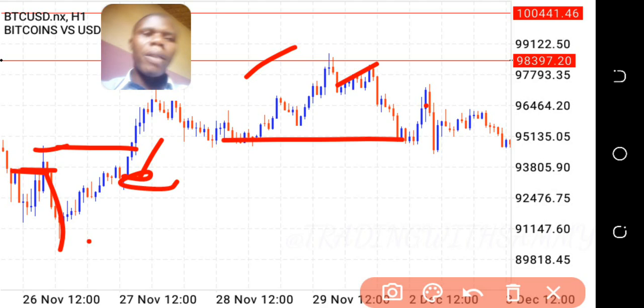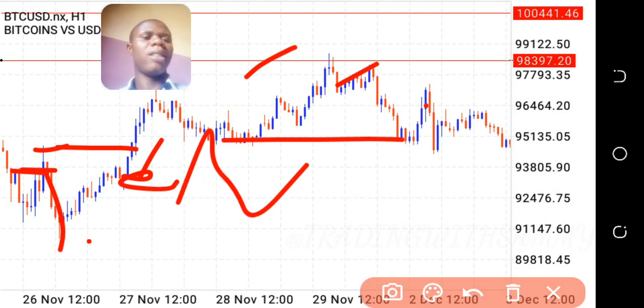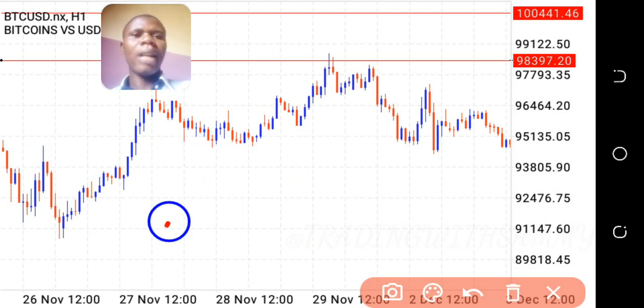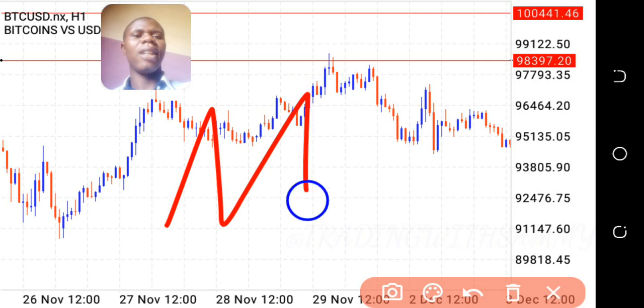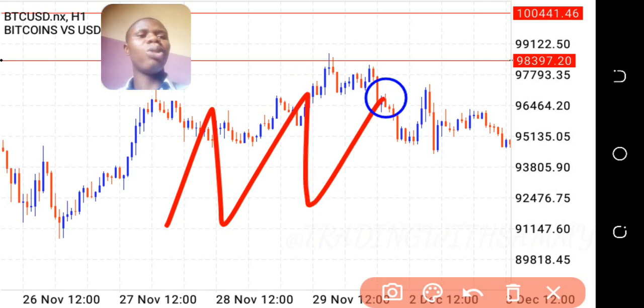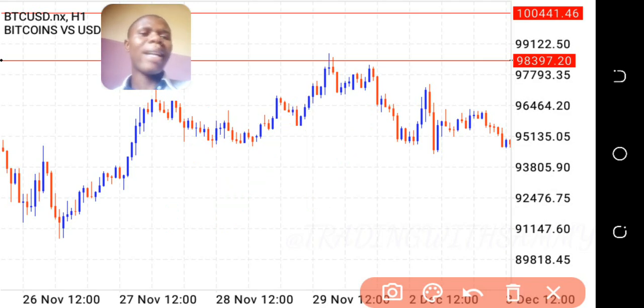Now, one of the things about me as a trader is I don't like trading stuff like this. Let me clear this just so that you get it clear. I don't like trading stuff like this. For me, it doesn't work. I don't like it. So this is what I do. I actually wait until the market is doing something like this.